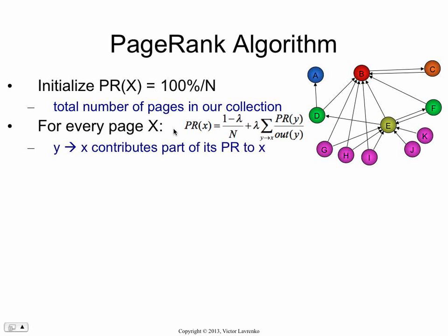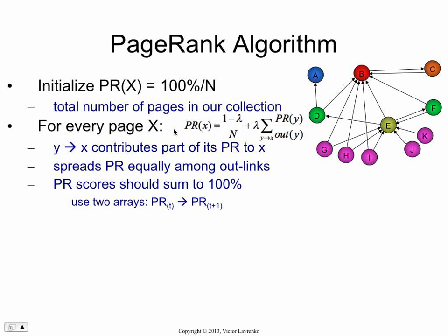So each node y takes its PageRank and divides it evenly among the nodes that it points to. So it sort of shares the wealth, shares the PageRank with the nodes that it points to, and it shares it equally based on the outlinks that you have. Okay, great. So that's the way to do it.